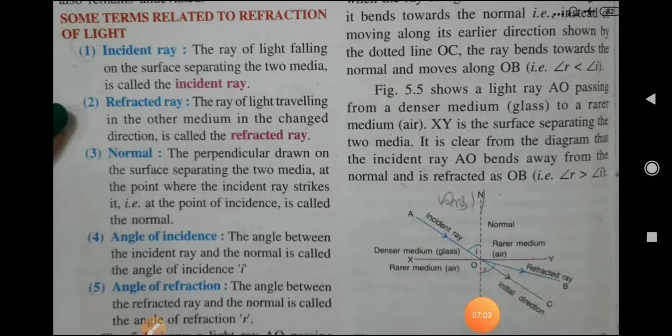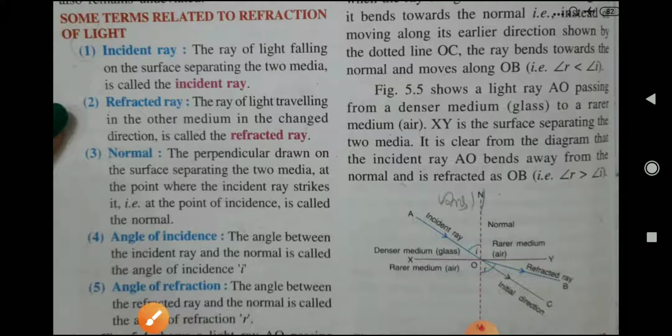Now, here are some terms related to refraction of light. You have already studied these terms: incident ray, reflected ray, refracted ray and normal, angle of incidence and angle of refraction. So we will study them one by one.